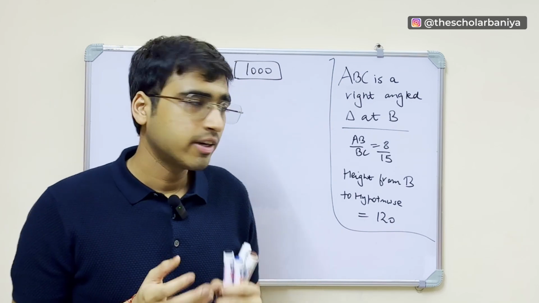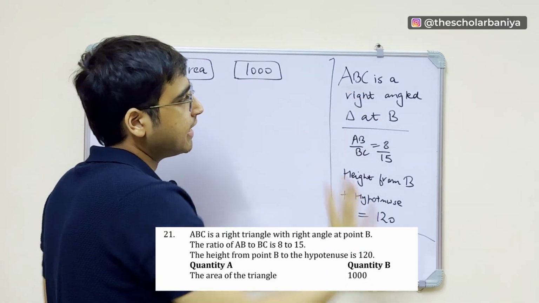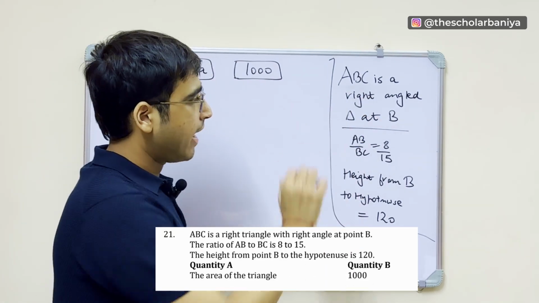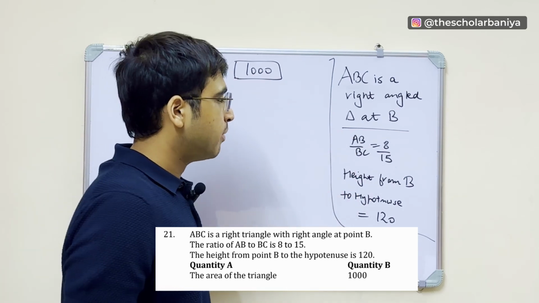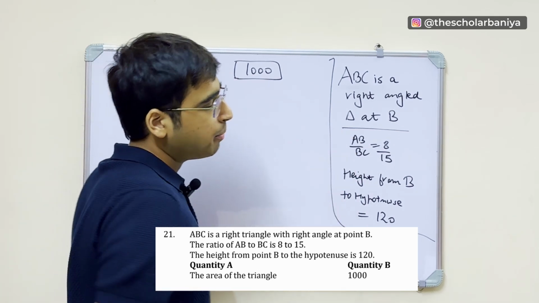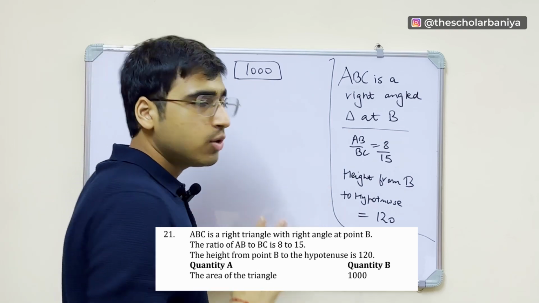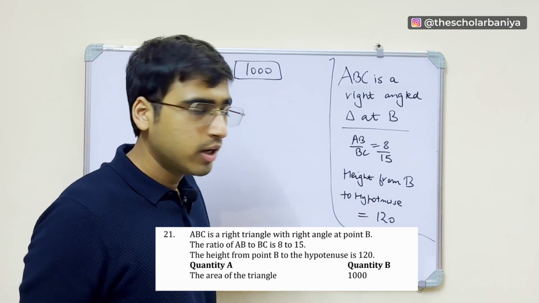So let's move on to the next question, guys. In this question, we are given that ABC is a right angle triangle at point B. The ratio of AB upon BC is given to be 8 upon 15, and we have dropped a perpendicular from B to the hypotenuse, and the length is 120, right?